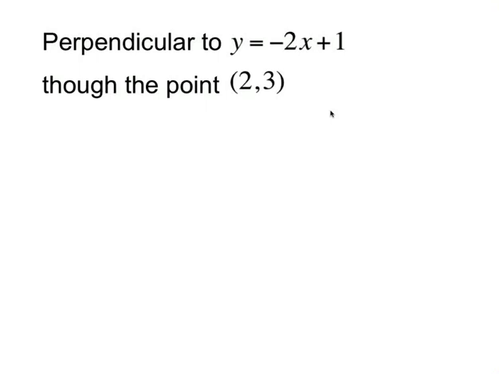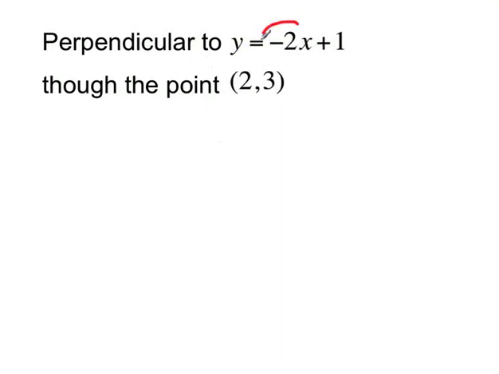Okay, this one asks us to find a line perpendicular to y equals negative 2x plus 1, but through the point (2, 3). And then it asks us to graph it just to make sure that it's right. So what we're going to do first is, first of all, we need to find the slope of this guy.